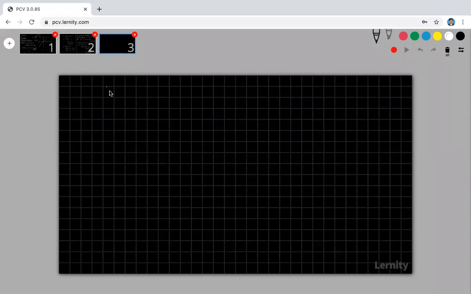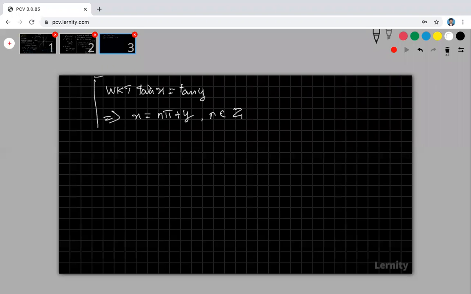So look at that. We know that if tan x is equal to tan y, the general solution is x is equal to n pi plus y, where n belongs to the integers. Please note this. But what we are getting here is tan x is equal to 1. This can be written as tan pi by 4.